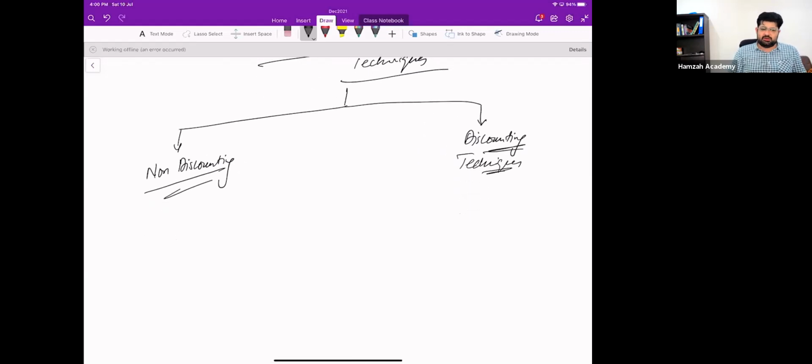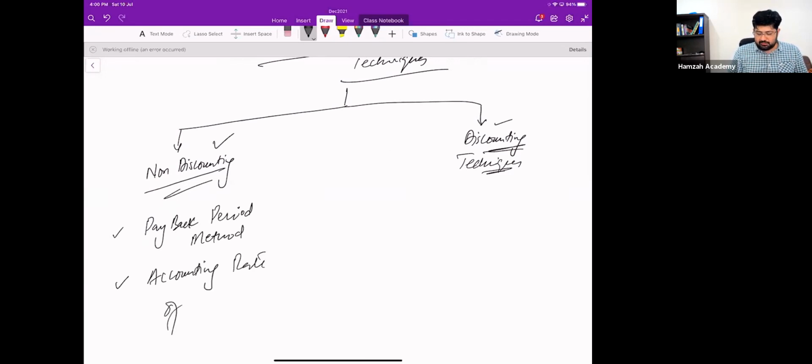Now, what are the non-discounting techniques? Two. The meaning I will explain, don't you worry. One is the payback period method. And the second is accounting rate of return, ARR.